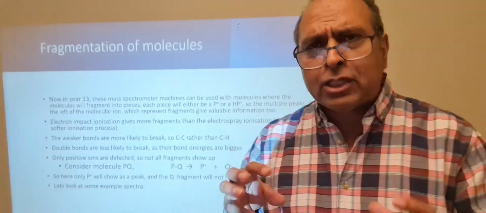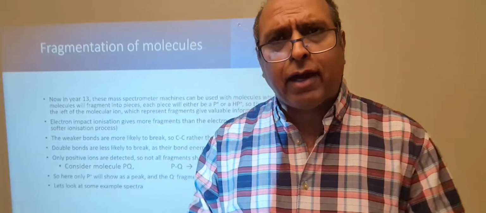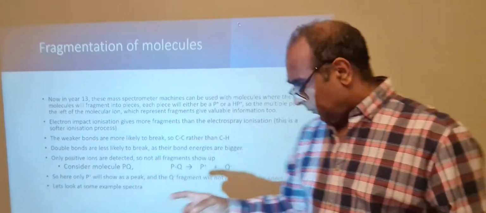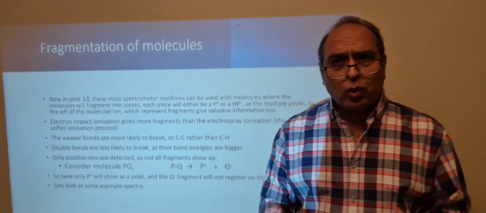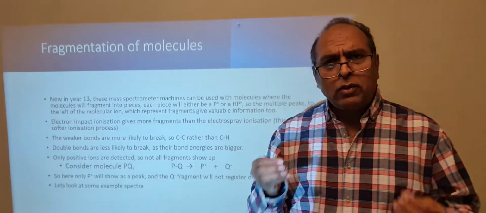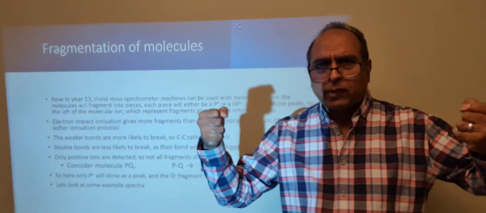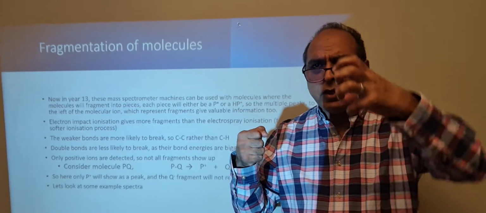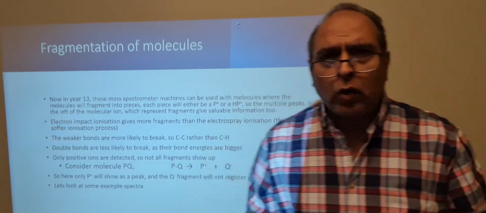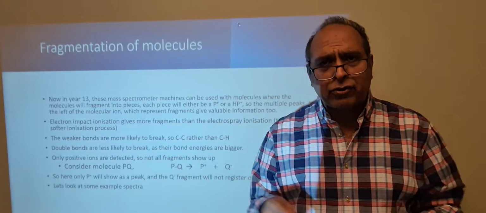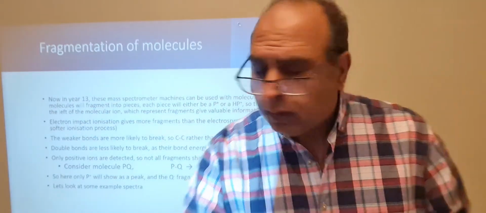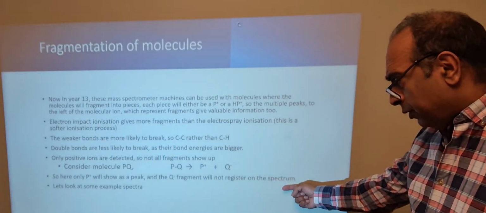Now, in a mass spec machine, only the positive ion will make its way through and show up. The negative ion will not go through the machine and hit the detector. So when bonds break, we only ever see the fragment that is positively charged going through the machine and hitting the detector and showing up as a peak on our mass spectrum that we will analyse later.